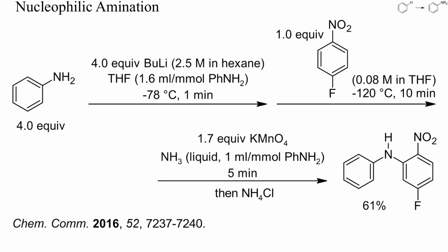A better yield was obtained here. Lithiated aniline was added to 4-fluoronitrobenzene at -120 degrees Celsius, and after 10 minutes the addition product was oxidized with permanganate. Interestingly, no substitution of fluoride but only of hydride occurred. The addition of nucleophiles to unsubstituted aromatic positions is often much faster than that to substituted positions, and in this case the initially formed intermediate was trapped by oxidation before substitution of fluoride could occur.